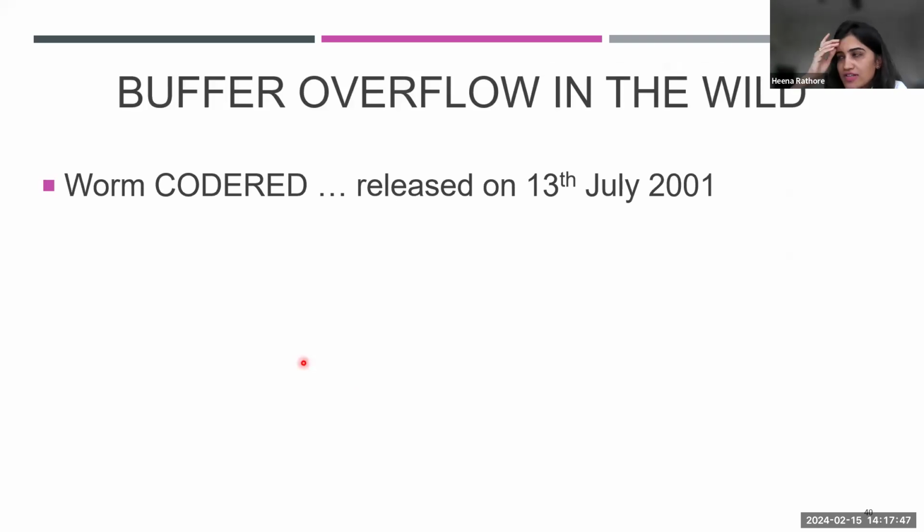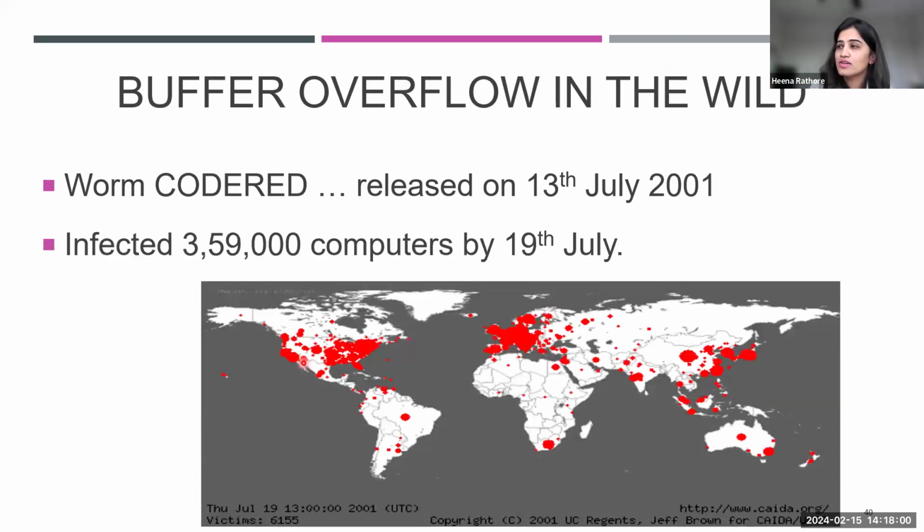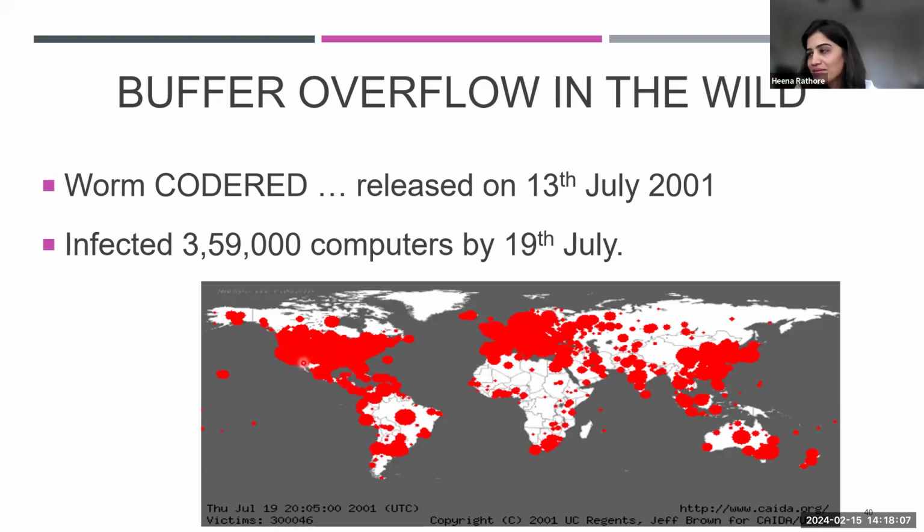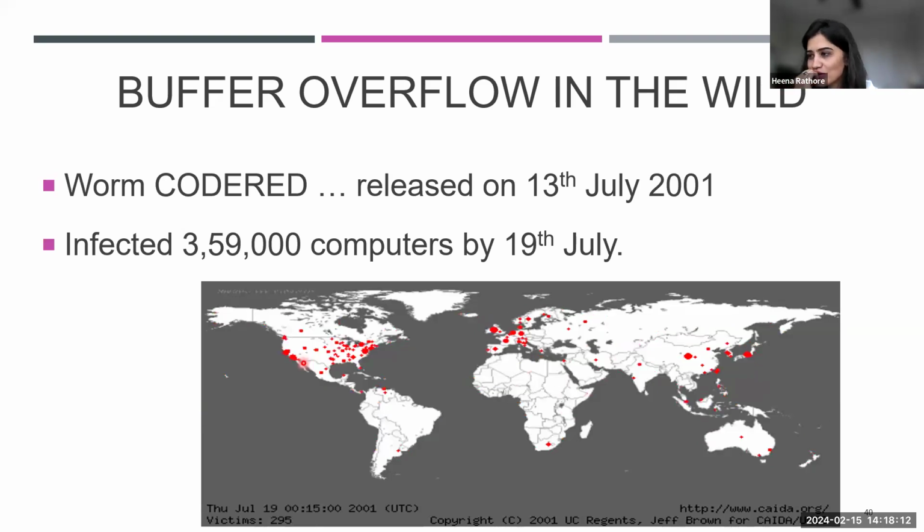So the very first particular buffer overflow attack which came into the picture was termed Code Red, and that was released on 13th July 2001. Nearly this many computers were infected. This figure looks very much like COVID, because in COVID also, if you remember, there were so many websites showing how it was spreading. So it's not the people being infected. In 2001, it was the number of computers which got infected.